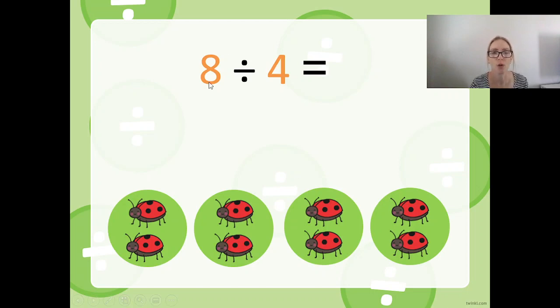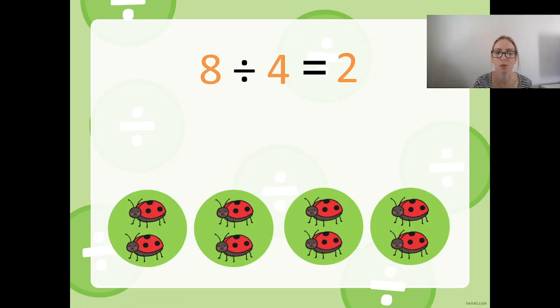So I know I always start with my big number, however many I began with, and I had 8 ladybugs to start with, and I shared them amongst 4 leaves. So 8 divided by 4 equals 2 per leaf.